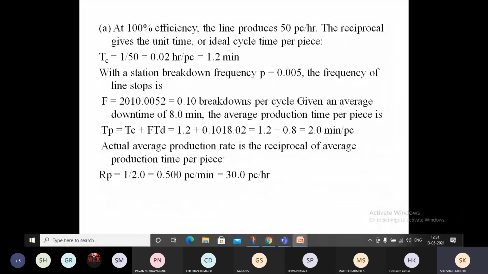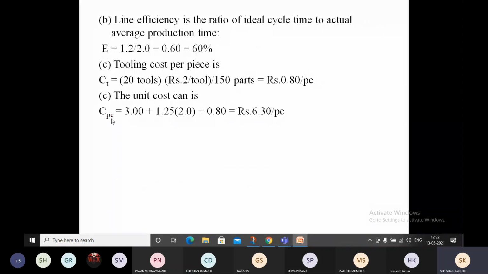And here I have calculated. It is self-explanatory. You can go through it if you want. I can explain it later on. TC is equal to 1 by RC, and F is the breakdown time. And here I made a small mistake. It has to be within a bracket. That I'll rewrite and send it to you. And TP is equal to TC plus FTD, and RP is equal to 1 by TP. Then I am able to calculate the production cost per piece.